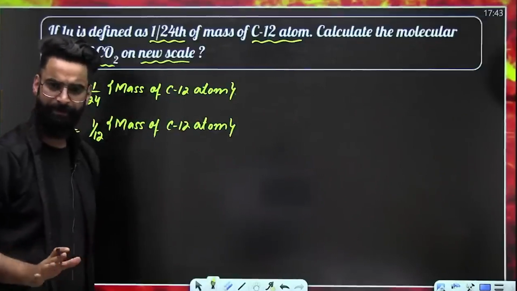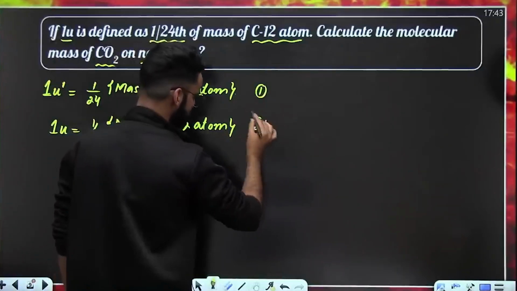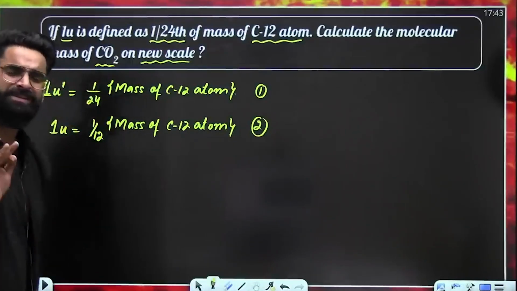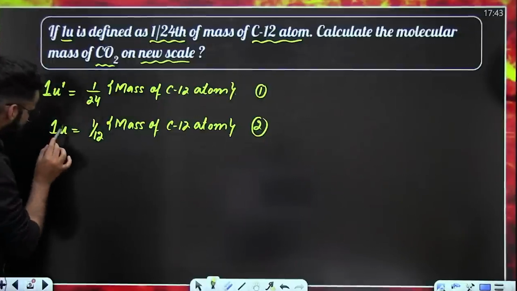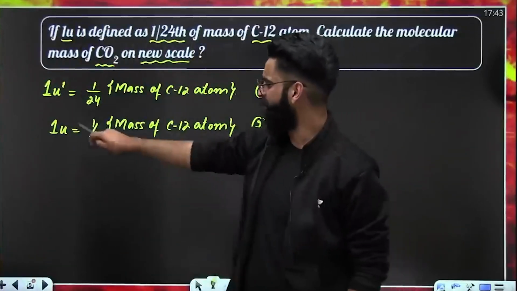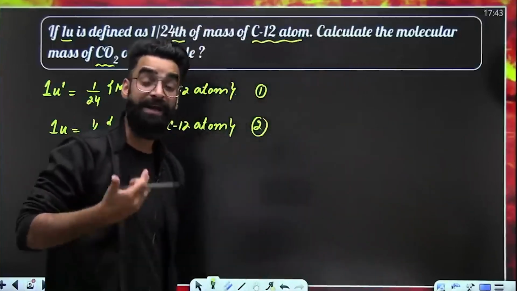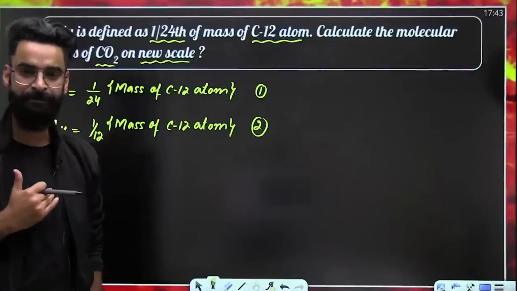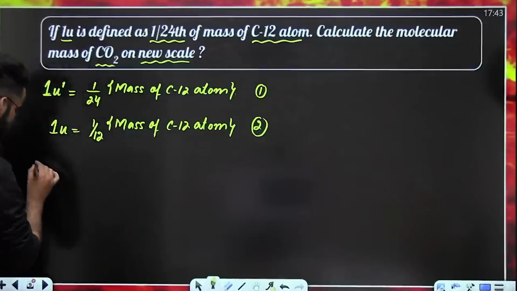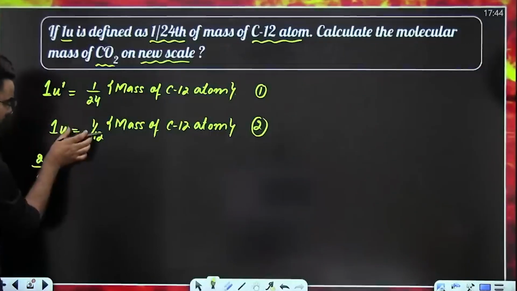Correct? Now, let's call the first equation equation 1 and this one equation number 2. Always your first step has to be to get the relation between U and U dash. Now, dear students, the point is how we are going to get it. Just do one thing: divide these two equations. Let's divide equation 2 by equation 1.